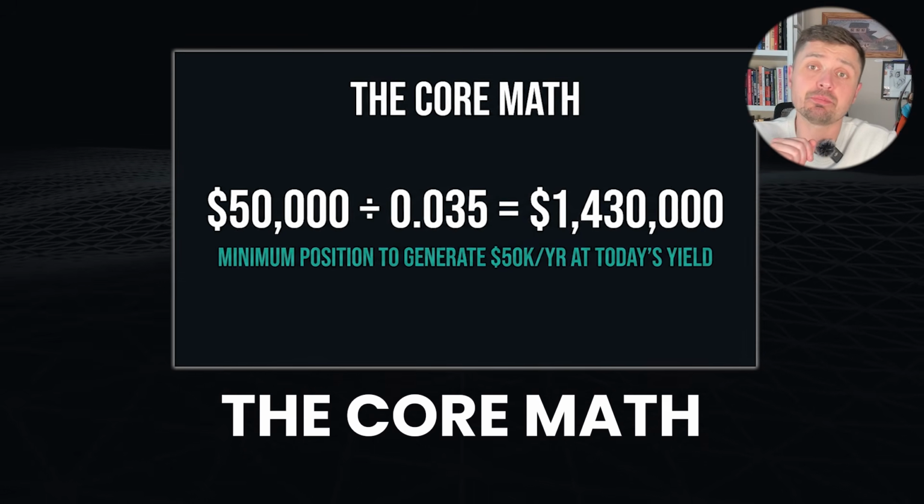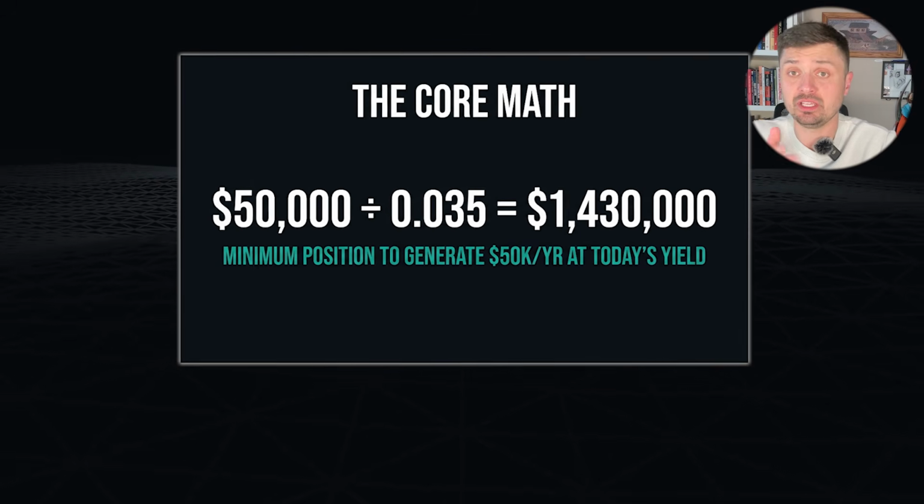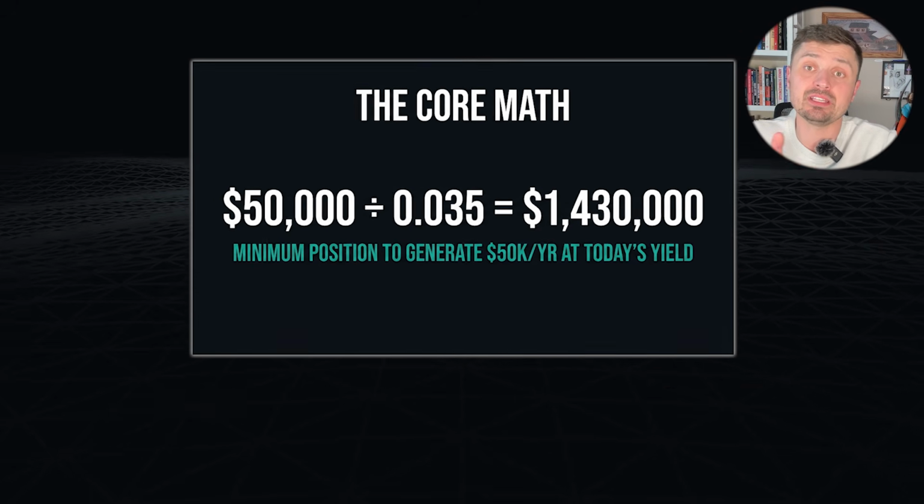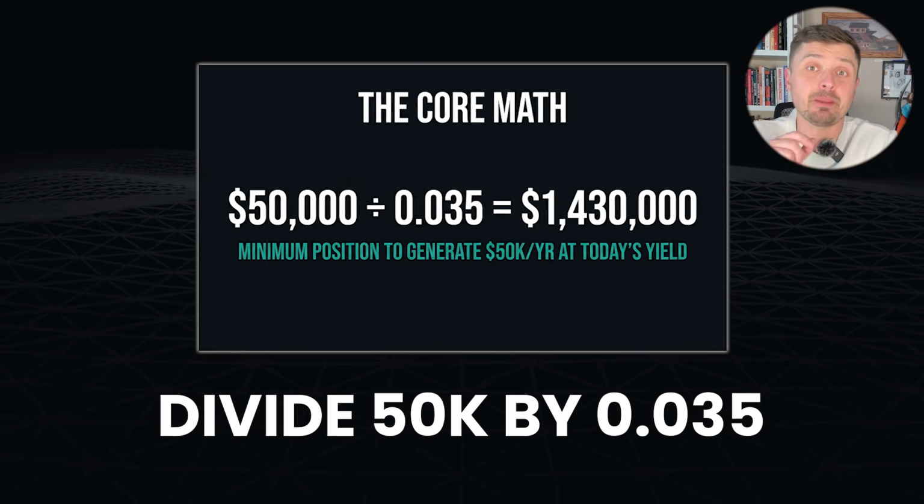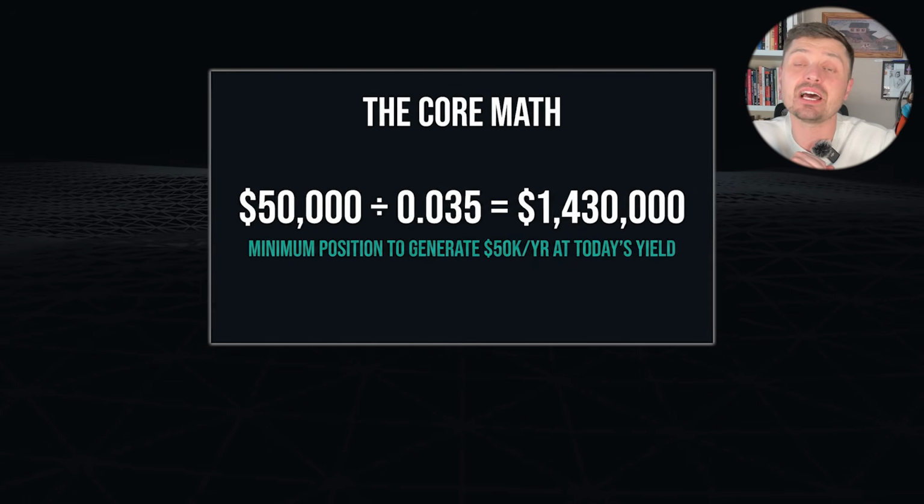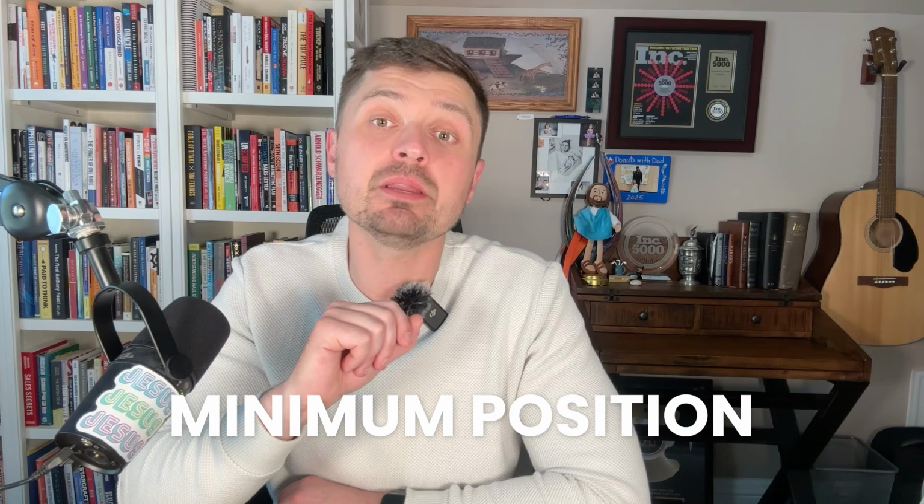But here's the core math. If you need 50K per year to live on and SCHD yields 3.5%, you need a position large enough that 3.5% of it equals 50K. Divide 50,000 by 0.035 and you get approximately $1.43 million in SCHD. That's the minimum starting position to generate your required income at today's yield.